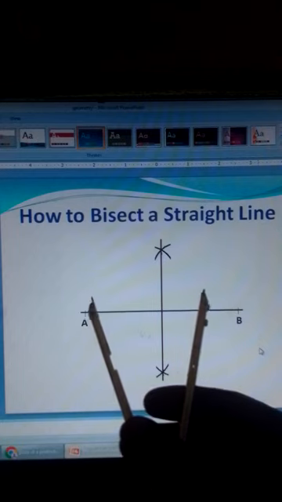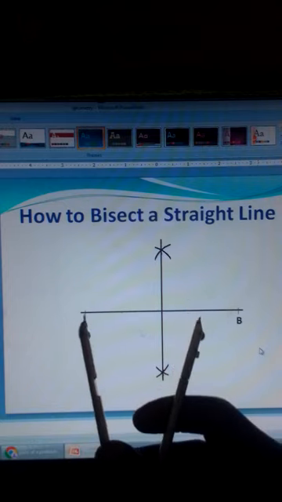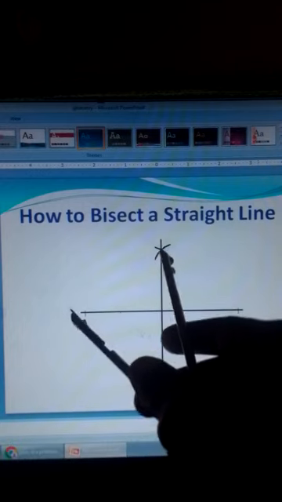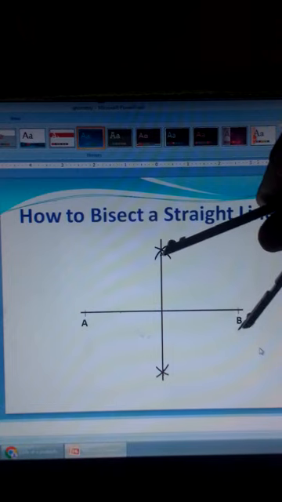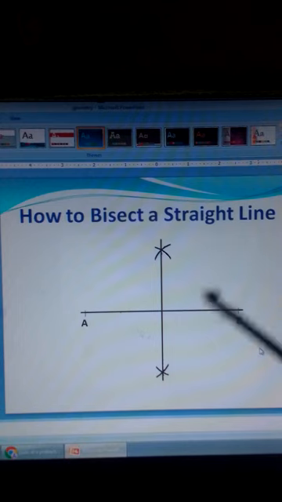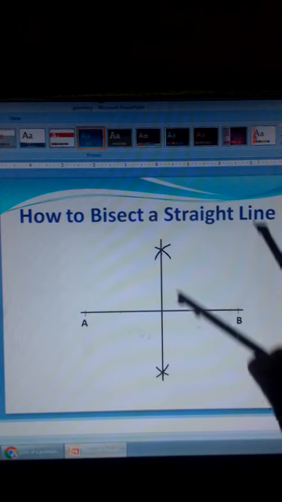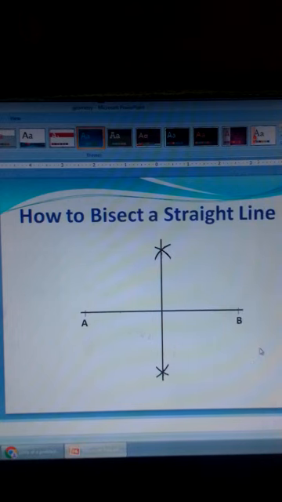After that, we make arcs from A and B on both sides of the line. Alright, so you put your pair of compass here, you make an arc down there, you make an arc up there. You also put the pair of compass here, you make an arc here to intersect that arc, and you make an arc down there to intersect the other arc. So you'll have those arcs, and they intersect at those points.